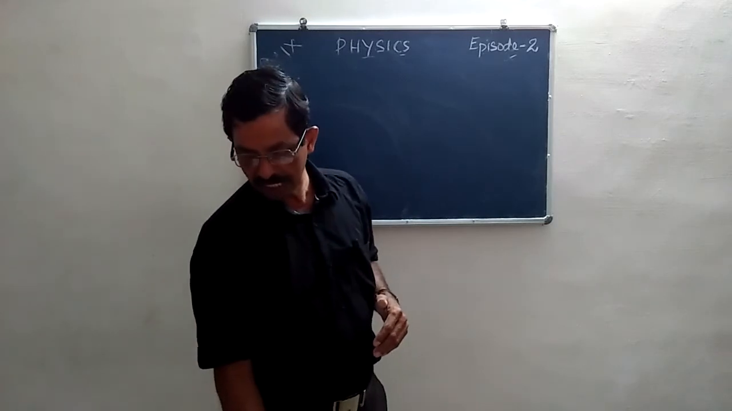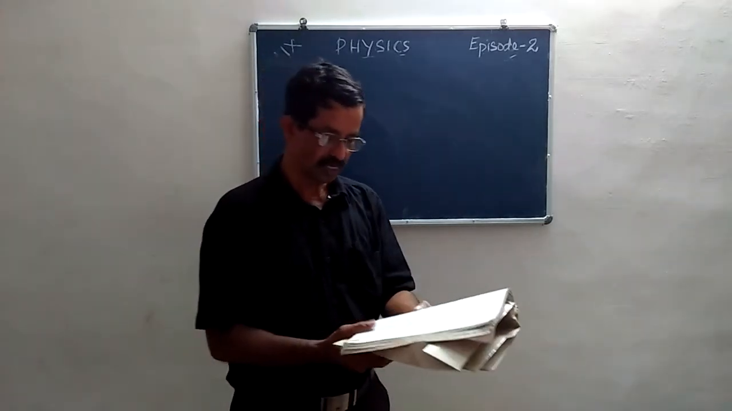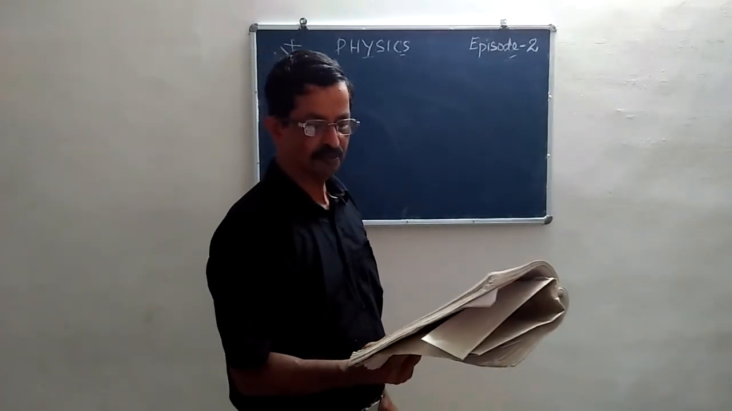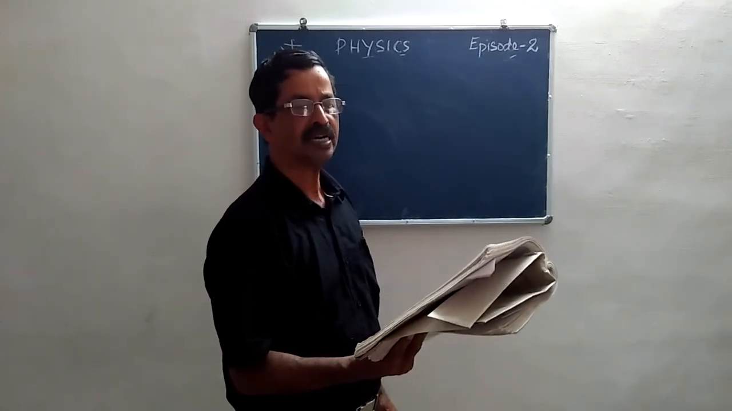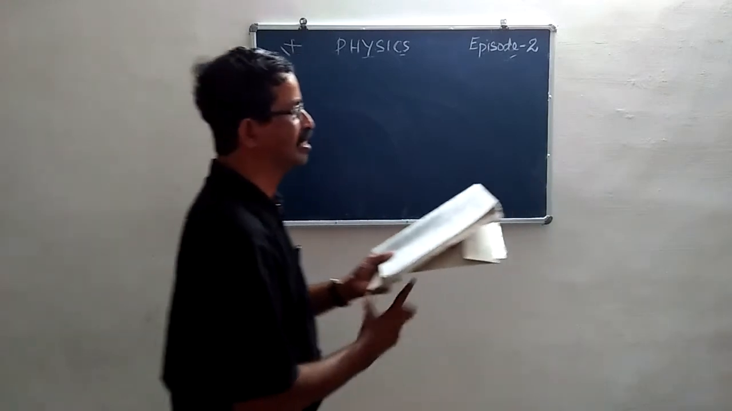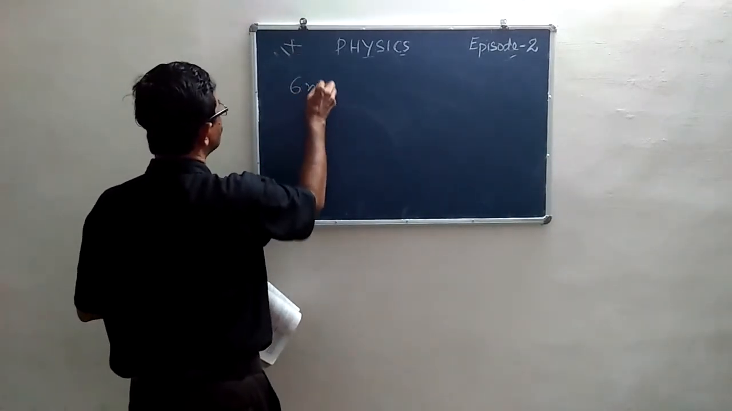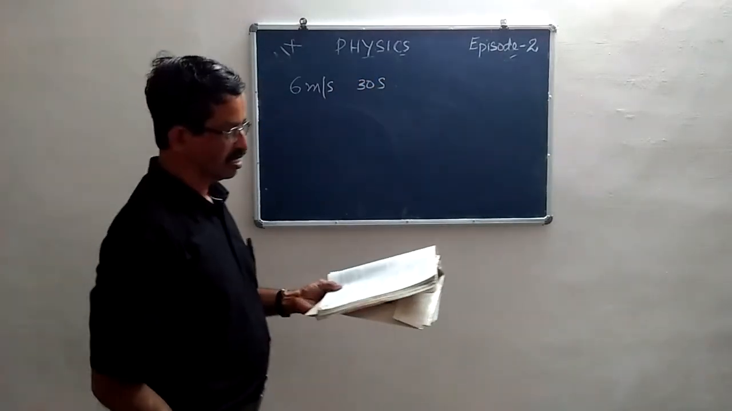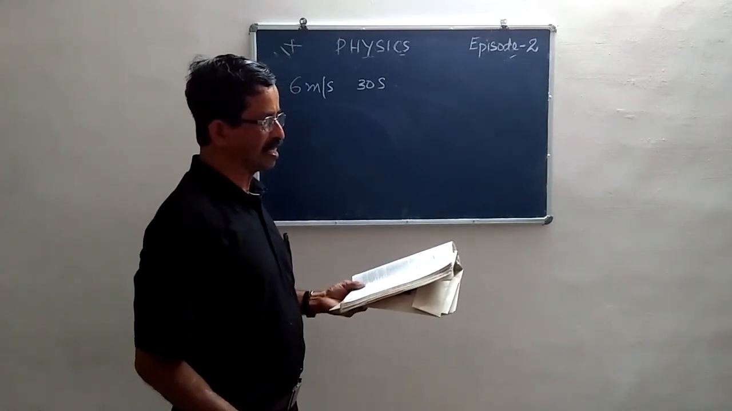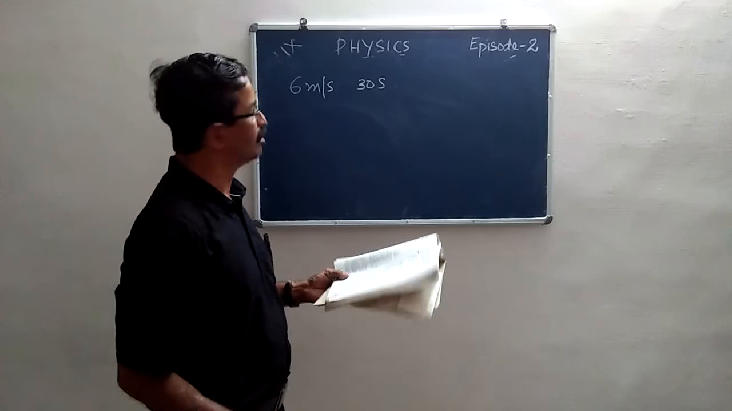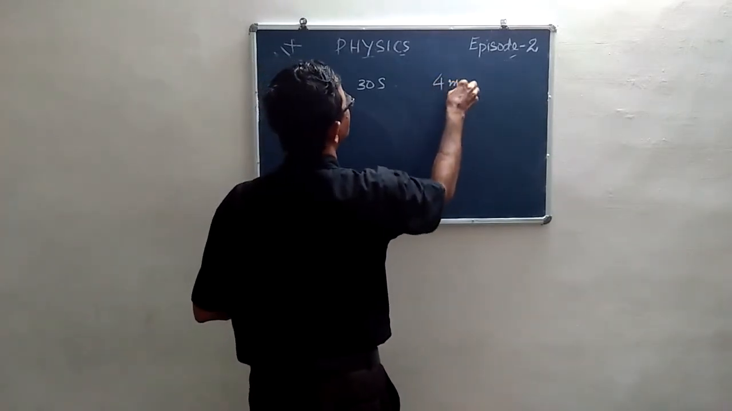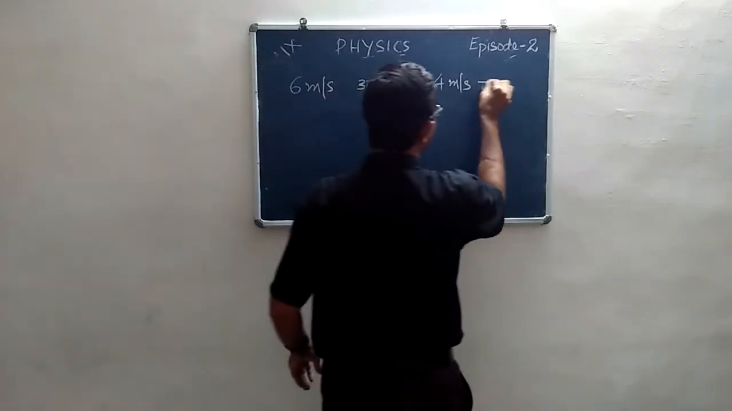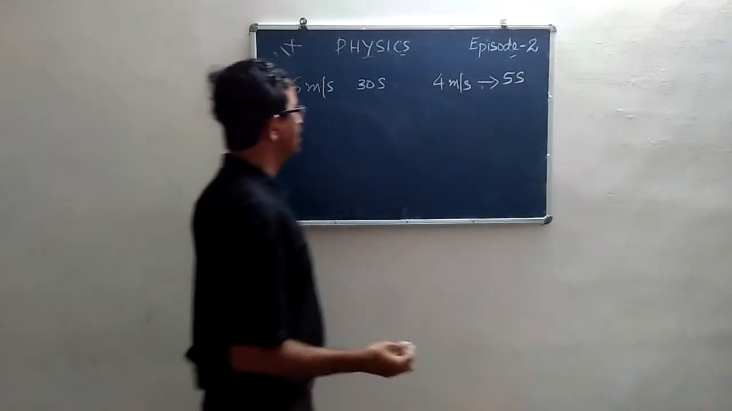Now, one question is given to you. Starting from a stationary position, Rahul pedals his bicycle to attain a speed of 6 meters per second in 30 seconds. Then he applied brakes such that the velocity of the bicycle comes down to 4 meters per second in the next 5 seconds.